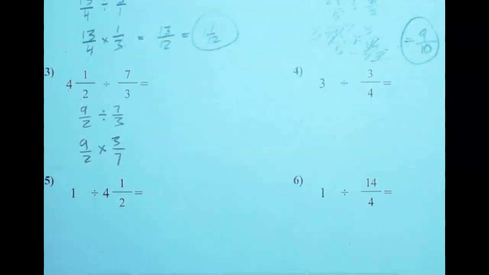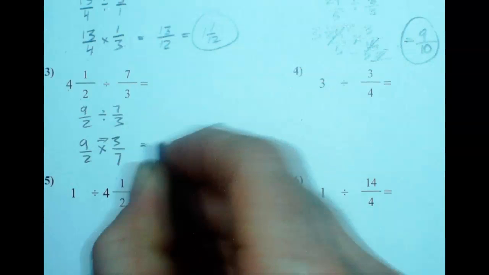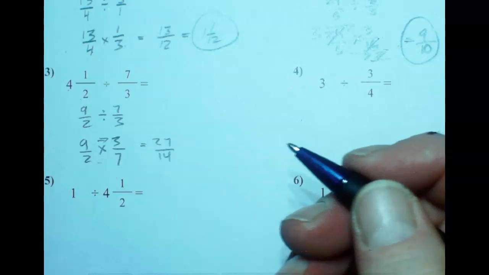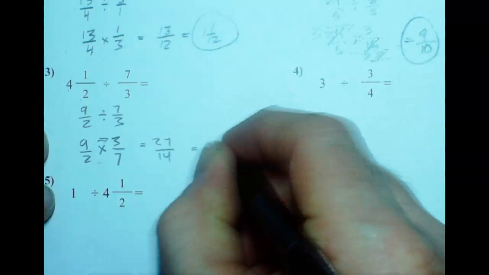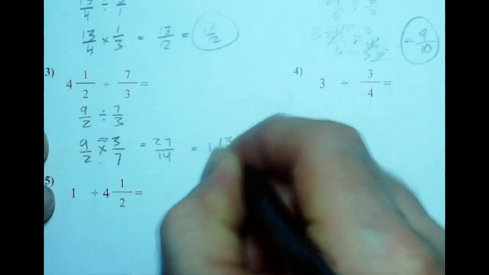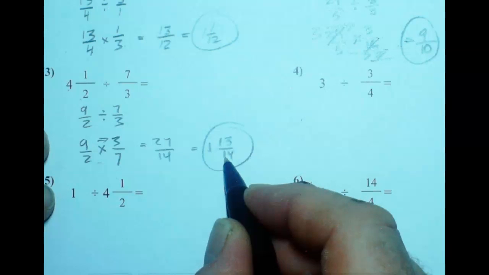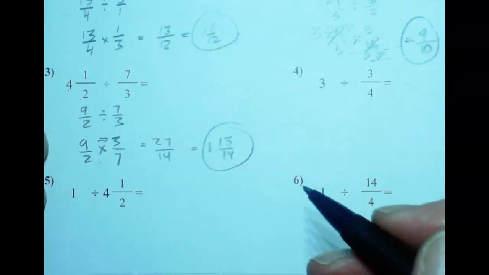There's nothing we can do across reducing there, so we're just going to multiply across. 9 times 3 is 27. 2 times 7 is 14. Too bad it's not 28 fourteenths. That would be two wholes, but it's 27 fourteenths. And if you divide that out, you're going to get 1 and 13 fourteenths. If you're not sure, you can always double check. 1 times 14 is 14, plus 13 is 27 fourteenths.